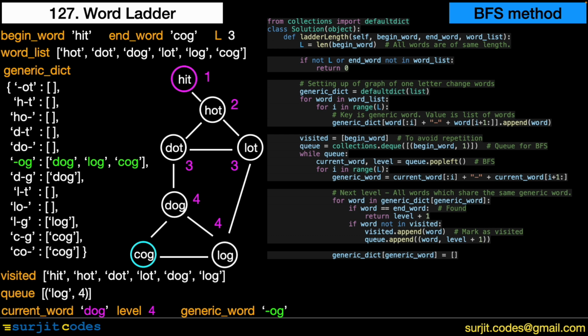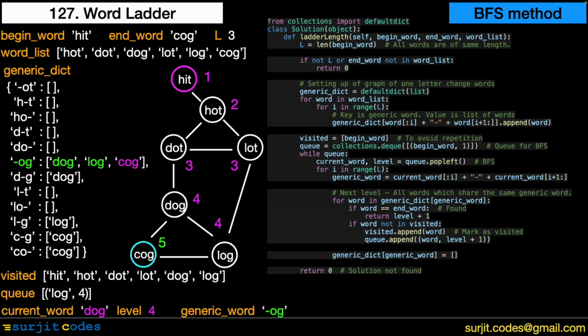The third word, cog, is the end word, so the process is terminated and 5 is returned as the result. Note that we have been adding and removing words in the queue. We break out of the loop only when the end word is encountered. In case all the words in the queue are processed without coming across the end word, the return value is 0.